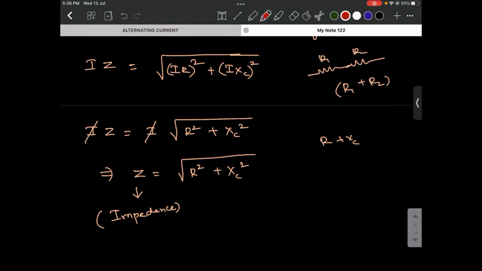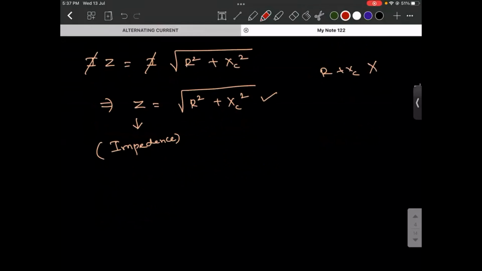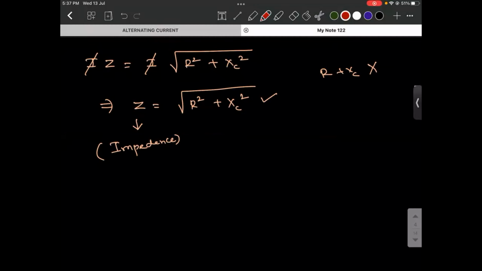You are not able to do it because there are phase angles involved in them. So here you're talking about devices having currents leading and lagging, and also it is a combination of resistive and reactive elements. Is that point clear? So you should not write it like this. Rather, this is the right way. Am I clear with this point? Is it getting registered? Yes. So Z is equal to root of R square plus XC square.